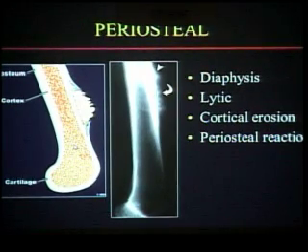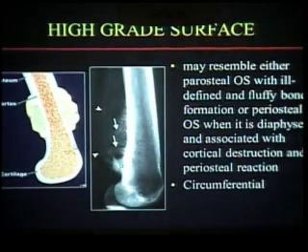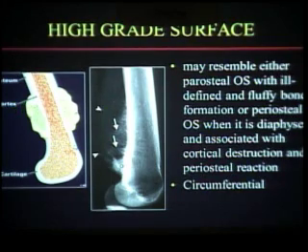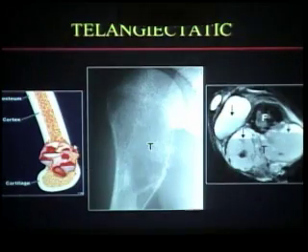This is completely unusual. And you see a lesion in the cortex. You may see periosteal reaction, and usually in the diaphysis. High-grade surface osteosarcoma is like the parosteal, but it's surrounding the entire bone. Or you may have a little lesion that may simulate a periosteal. Let me see if I have my case there.